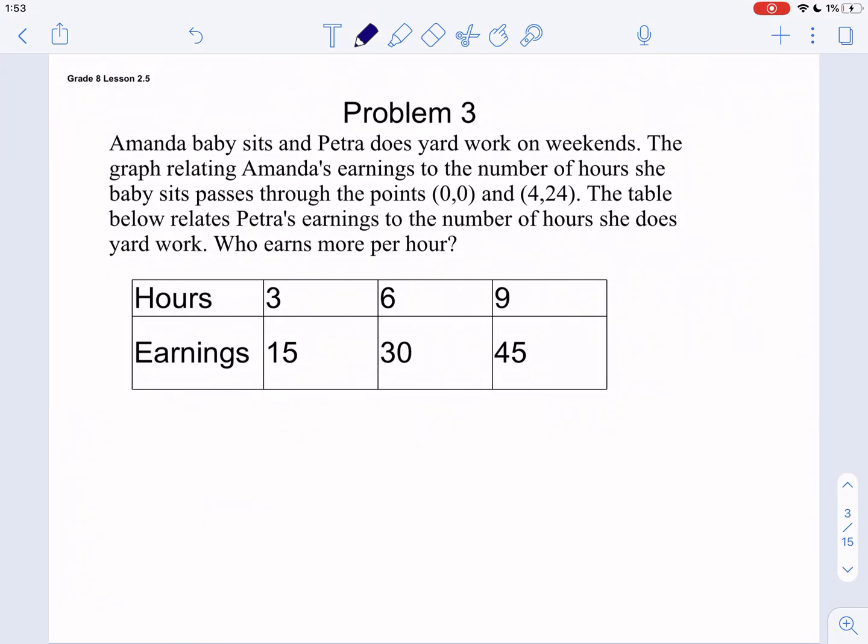Problem 3. Amanda babysits and Petra does yard work on weekends. The graph relating Amanda's earnings to the number of hours she babysits passes through the points (0, 0) and (4, 24). The table below represents Petra's earnings to the number of hours she does yard work. Who earns more per hour? Take a minute to copy down the question and the table.